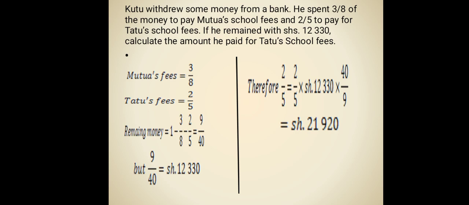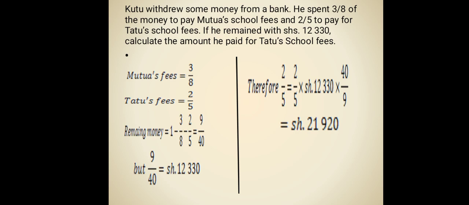Kutu withdrew some money from a bank. He spent 3/8 of the money to pay Mutua's school fees and 2/5 to pay Tatu's school fees. If he remained with 12,330 shillings, calculate the amount he paid for Tatu's school fees.